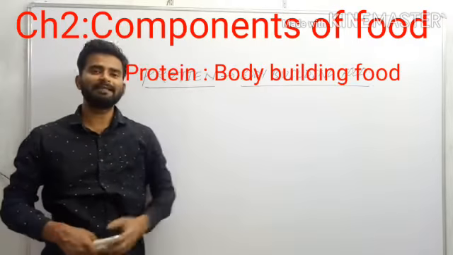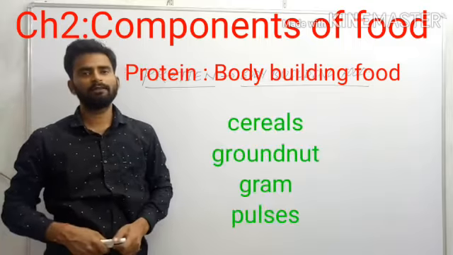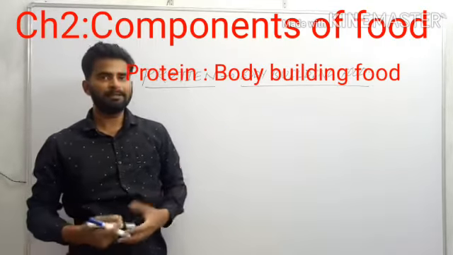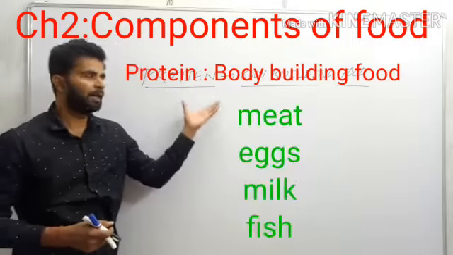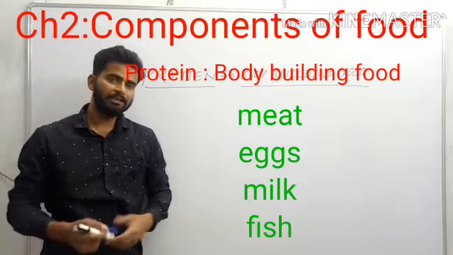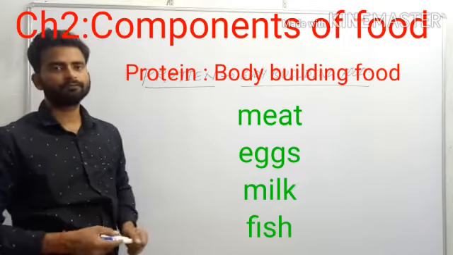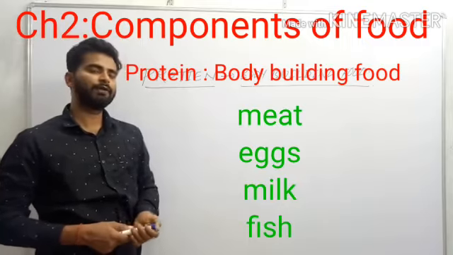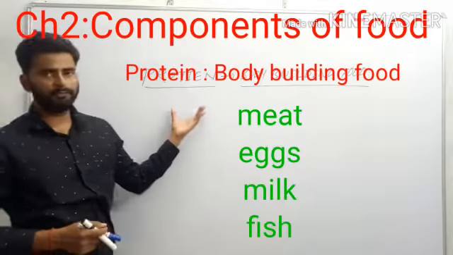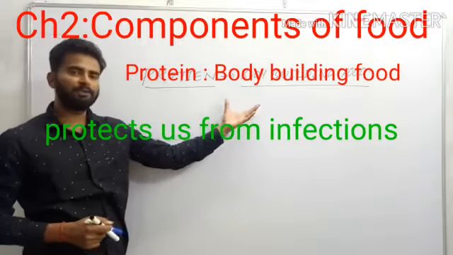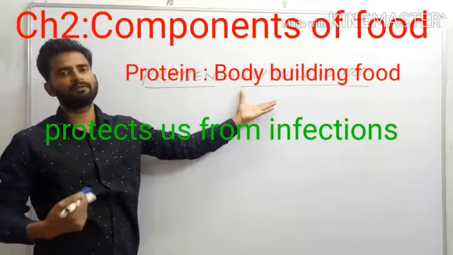From plants like cereals, groundnut, soybean, there are many grains in which we can find plant protein. Animal protein is found in milk, meat, fish. Eggs are a rich source of protein. So there are many plant and animal products in which we can find protein. Protein also protects us from infection.